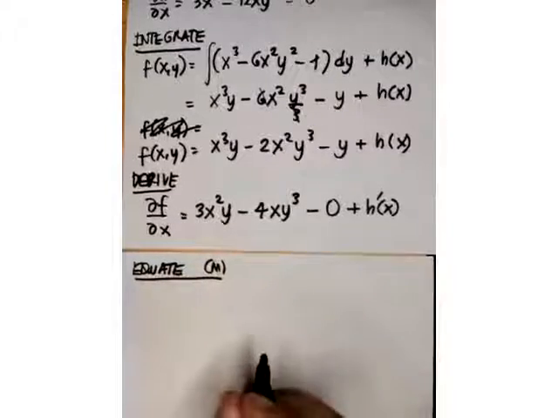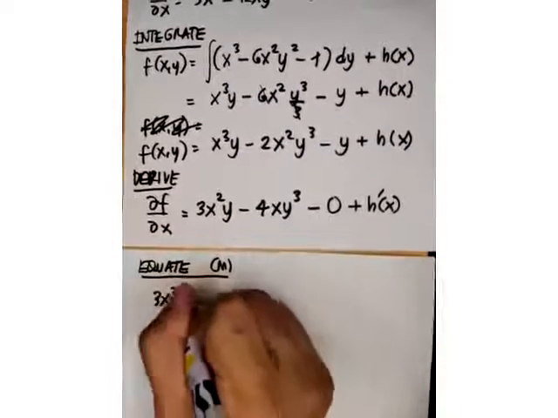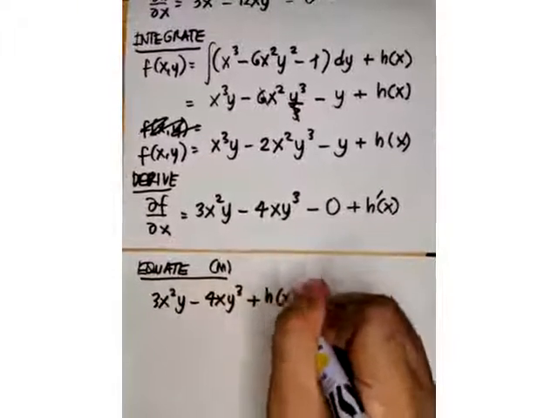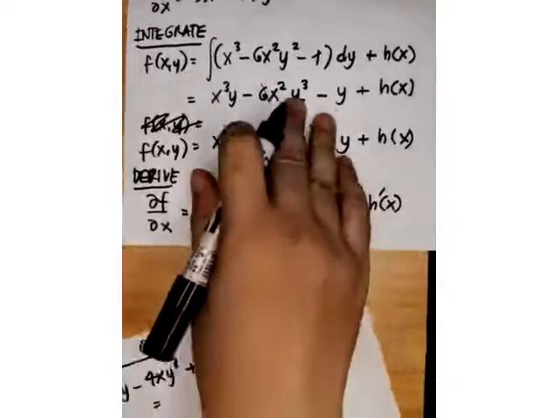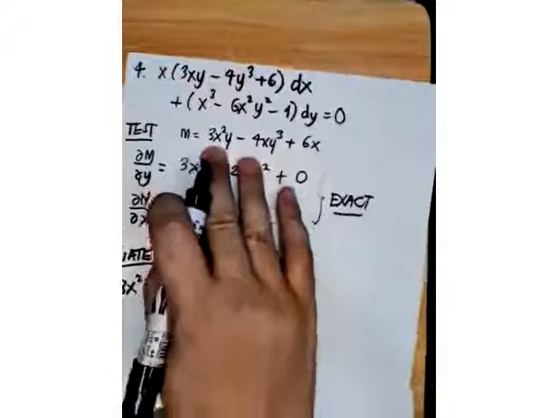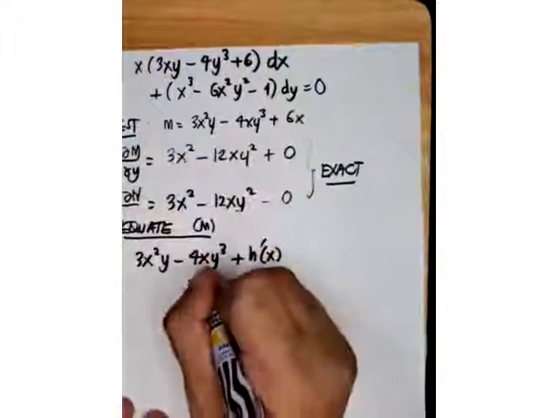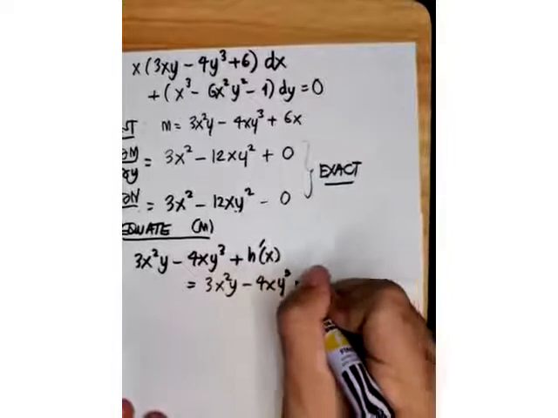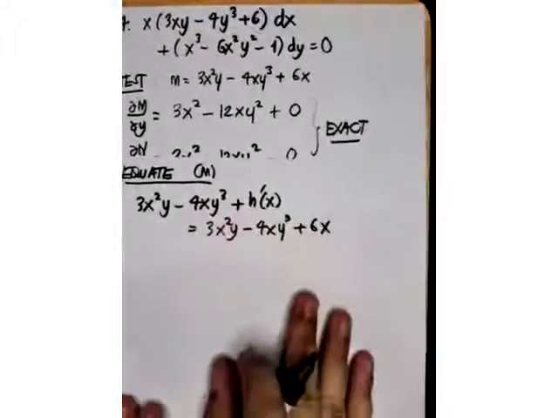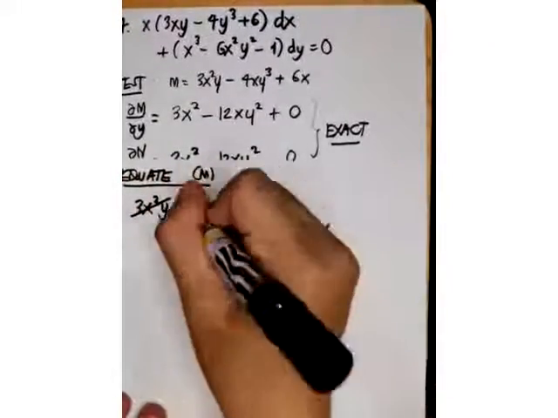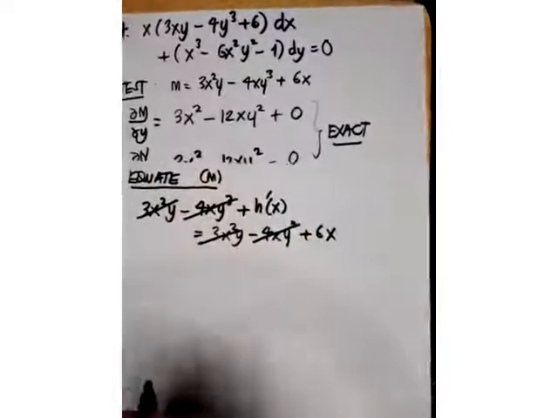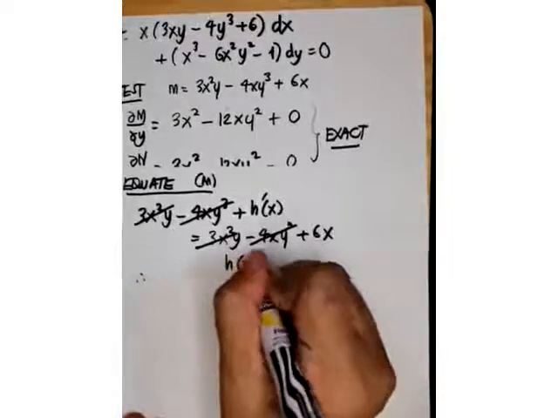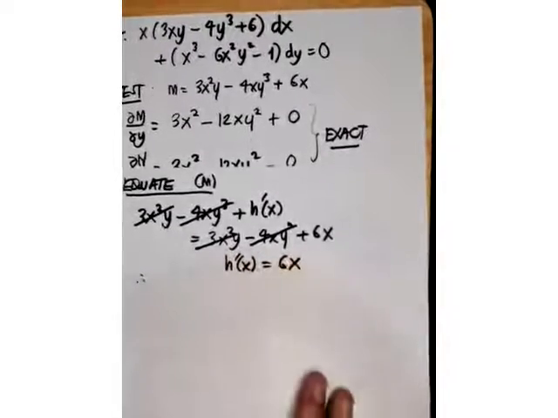Okay, we will equate to M. So that is 3x squared y minus 4xy cubed plus h of x prime, that's equal to, let's go back, yung M. So ito na yung M natin, yung na-distribute ko yung x. So 3x squared y minus 4xy cubed plus 6x. Let's simplify. So cancel, cancel. So therefore, h of x prime is equal to 6x.